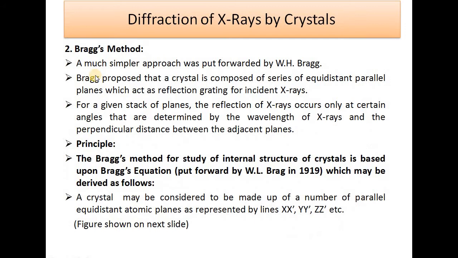Now the next method was suggested by a scientist named Bragg. This method was a much simpler approach and was put forward by W.H. Bragg. He proposed that a crystal is composed of a series of equidistant parallel planes, and these parallel planes act as a reflection grating for incident X-rays. So what was suggested by Bragg? For a given stack of planes, the reflection of X-rays will occur only at certain angles, and these angles will be determined by the wavelength of the X-rays and the perpendicular distance between the adjacent planes.